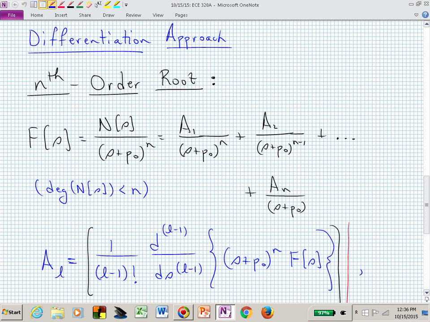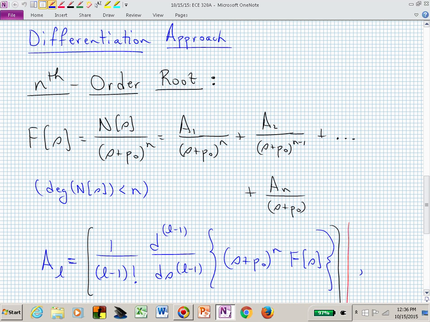Here I'm assuming that capital F of s is strictly proper. That's what that parenthetical, degree of capital N being less than n, means. That just means that we have a strictly proper transfer function. And don't forget that we have many, many more terms depending on how big little n is, and that just continues down to a sub n over s plus p naught raised to the first power.